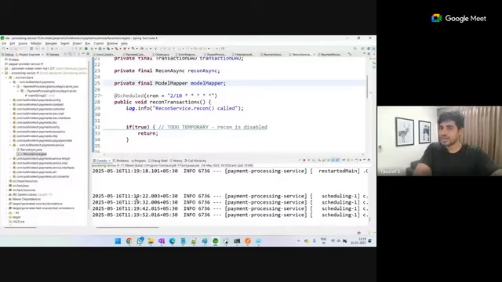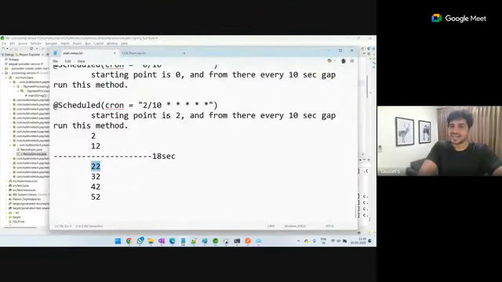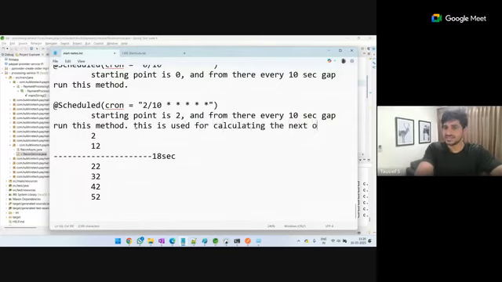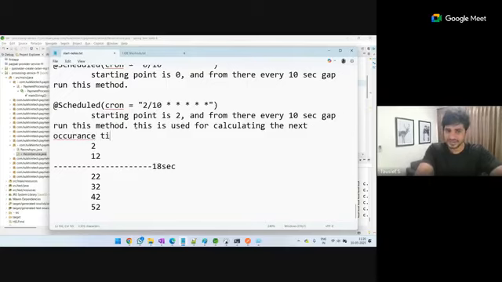It uses the starting point only to calculate the repetition frequency, that is, when the next occurrence should be. So when you specify 2 as the starting point, and from there every 10 seconds, this is used for calculating the next occurrence time. It does not wait for 2 seconds to get started.